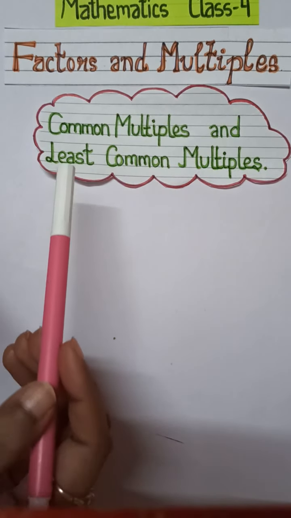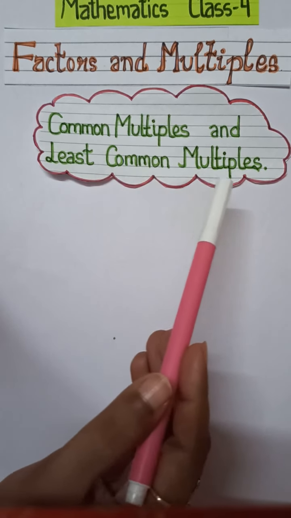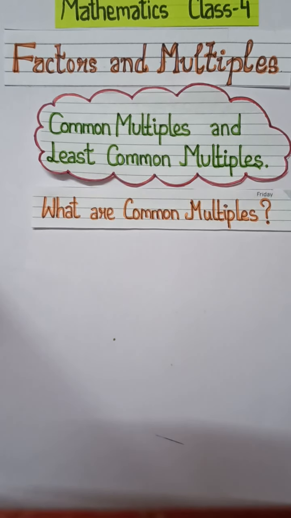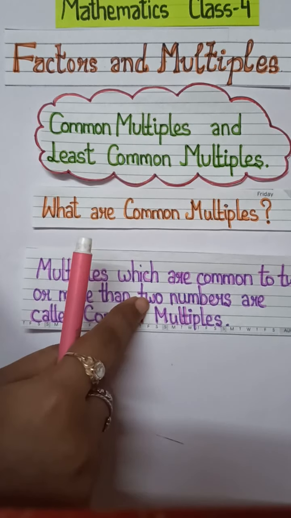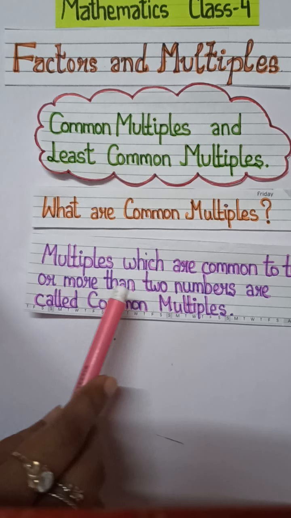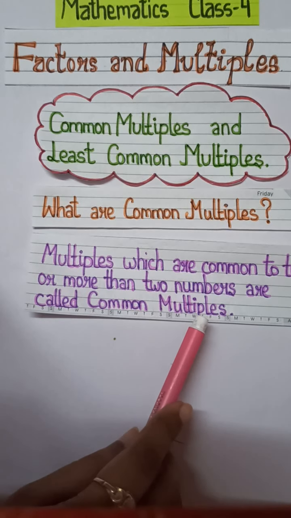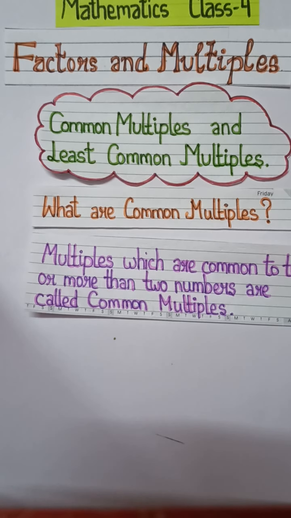Next, I will be telling you all about common multiples and least common multiples or LCM. So to begin with, what are common multiples? Multiples which are common to 2 or more than 2 numbers are called common multiples. Now let me show you an example.